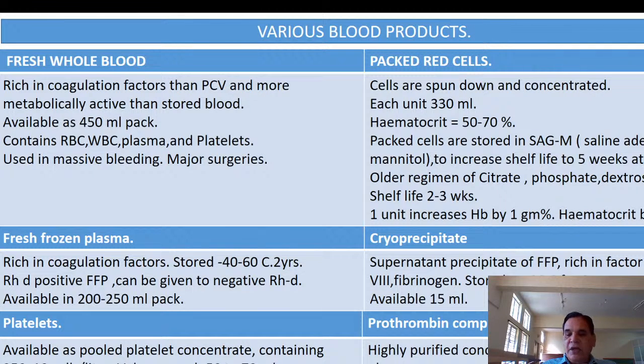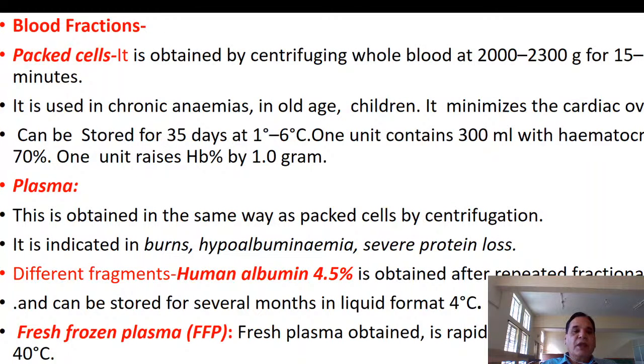Prothrombin complex is a pooled concentrated plasma. It contains factors 10, 9 and 2, these three factors, and factor 7 is added separately. Okay, so these are the various blood products, their uses, their storage and indications. Okay, so going into the details.